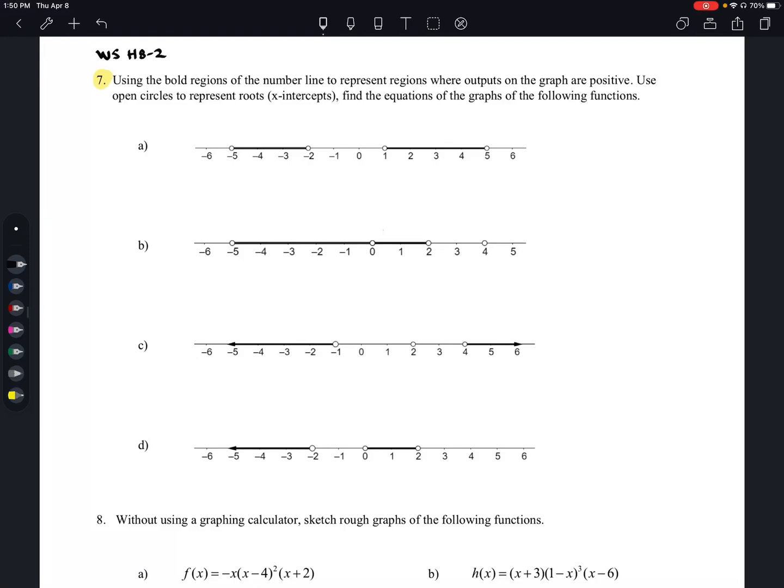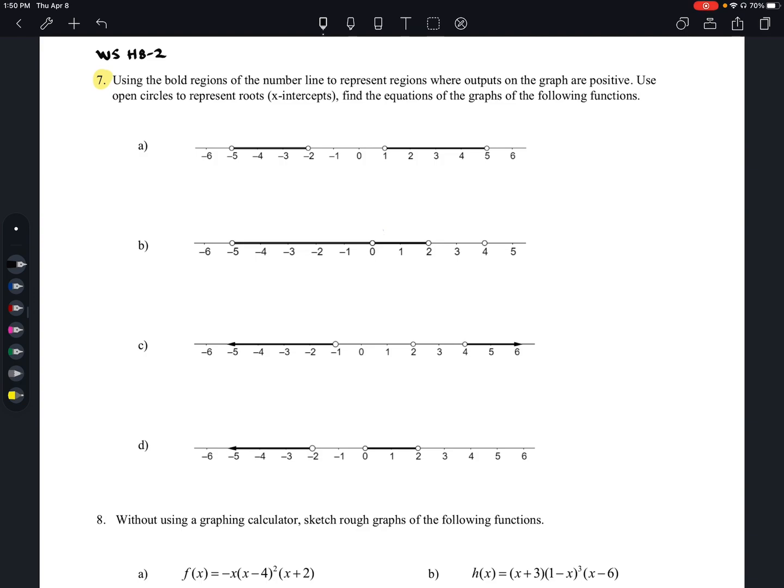This is the homework help video for worksheet H8-2. The directions state: use the bold regions of the number line to represent the regions where outputs on the graph are positive. Use open circles to represent roots, x-intercepts. Find the equations of the graphs of the following functions.